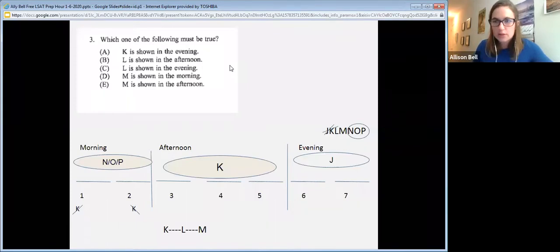So here's the first one. I want you to call to mind what we talked about with must be true questions, how your goal is to attempt to disprove each answer choice. Keep that in mind, and I'm going to give you about 1.5 minutes to work through this question based on the diagram that we created. If you get an answer before then, you can put it in the chat window.